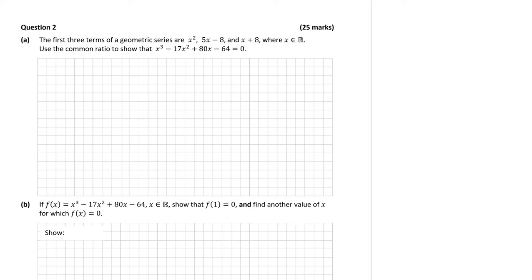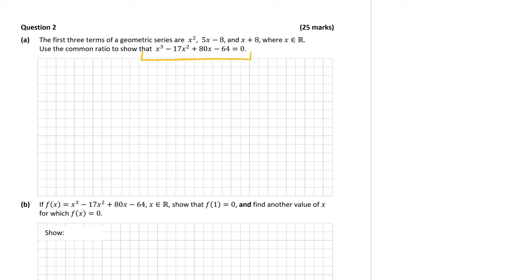Here I'm going to look at a Leaving Cert algebra question. It comes from 2018, paper 1, question 2. You're told the first three terms of a geometric series are x squared, 5x minus 8, and x plus 8, where x is a real number. Use a common ratio to show that this is true.